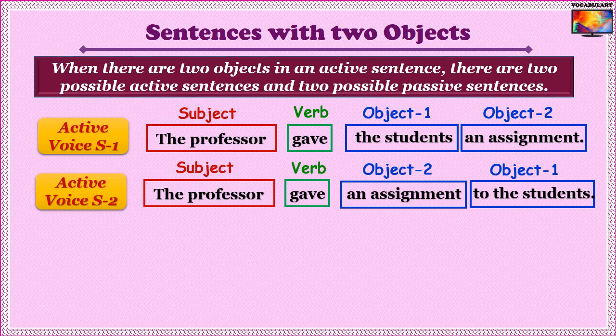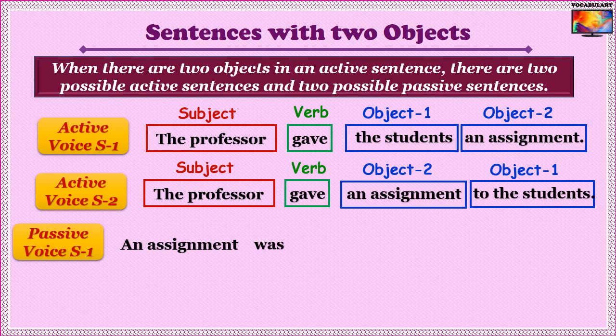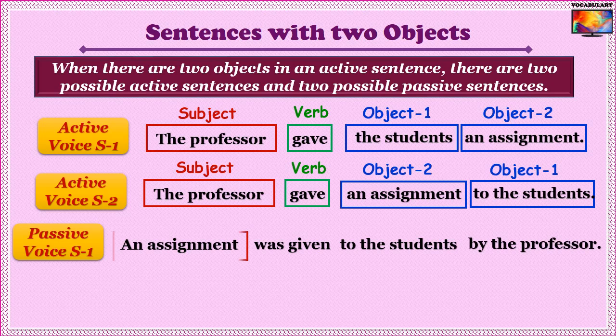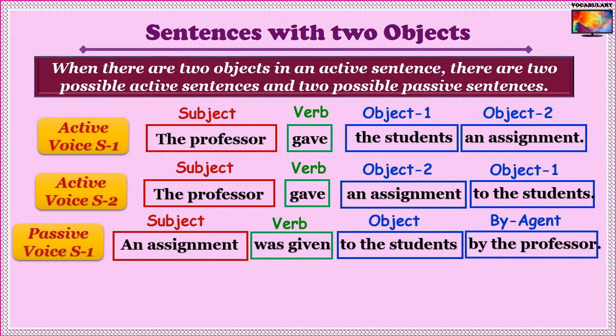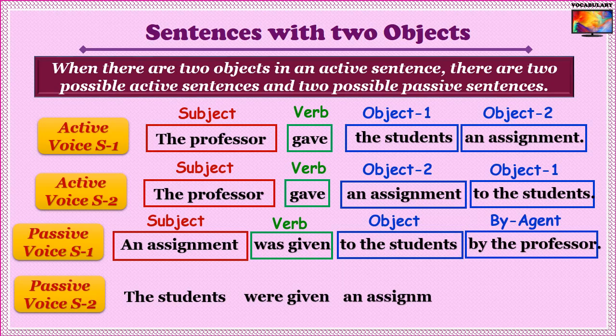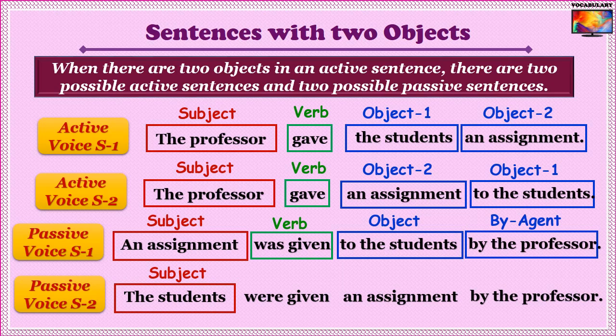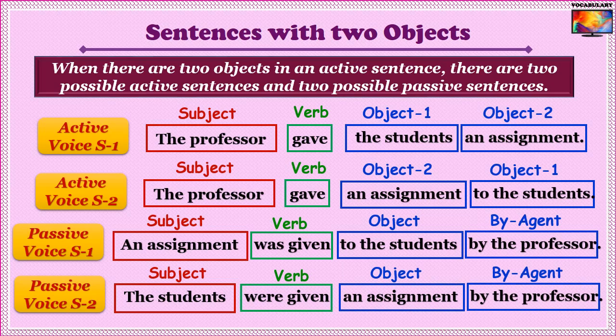Each of the two objects, students and assignment, in the active sentences can become the subject in the passive sentences as illustrated below. Object 2 as new subject in passive voice gives us, an assignment was given to the students by the professor. The new subject, the passive verb, the other object, the agent. Object 1 as the new subject in passive voice gives us, the students were given an assignment by the professor. Again, note that the order is subject, the passive verb, the other object, the agent.